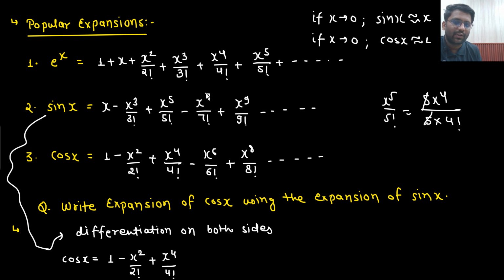If you differentiate this one, what will you get? 7 will come in front. x to the power 6 divided by 6 factorial. If you differentiate this one, what will you get? 9 will come in front. 9 and 9 will get cancelled out. x to the power 8 divided by 8 factorial, and so on.